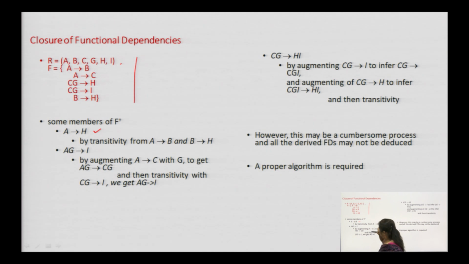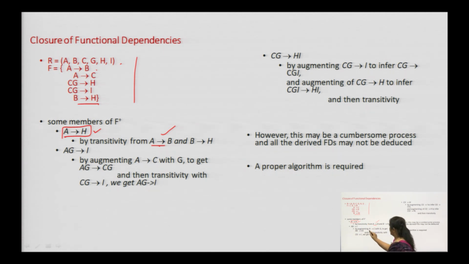We have A to H, which is an implied or deduced functional dependency. How? I have A to B over here and I have B to H over here. So, by applying transitivity to A to B and B to H, I get A to H.